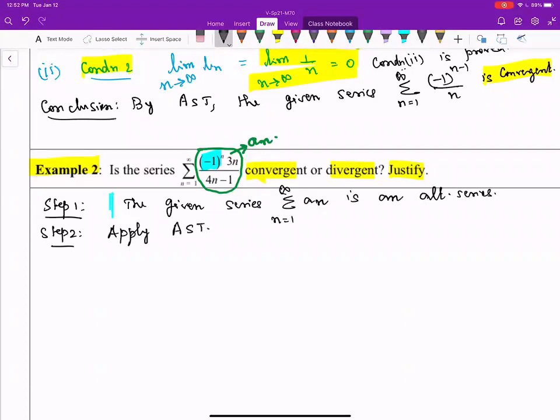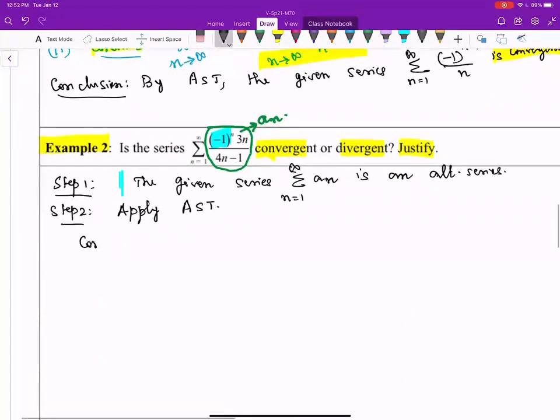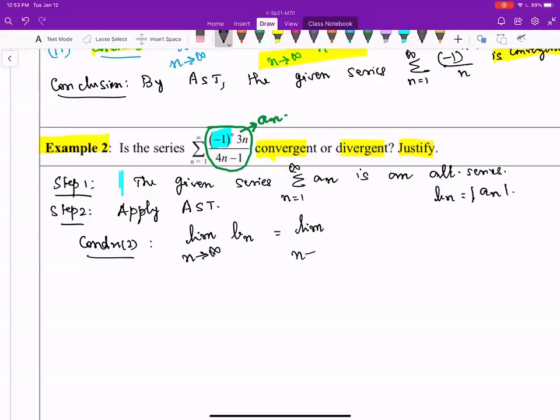It has two conditions. Now in this problem, let's try condition 2 first. Condition 2: limit as n approaching infinity of Bn. What is Bn? Bn stands for the numerical value of the positive part of An. The limit as n approaches infinity of Bn: in An, you remove -1 to the power n, which is what associates the sign, positive or negative. So without the sign, it becomes 3n over 4n minus 1.